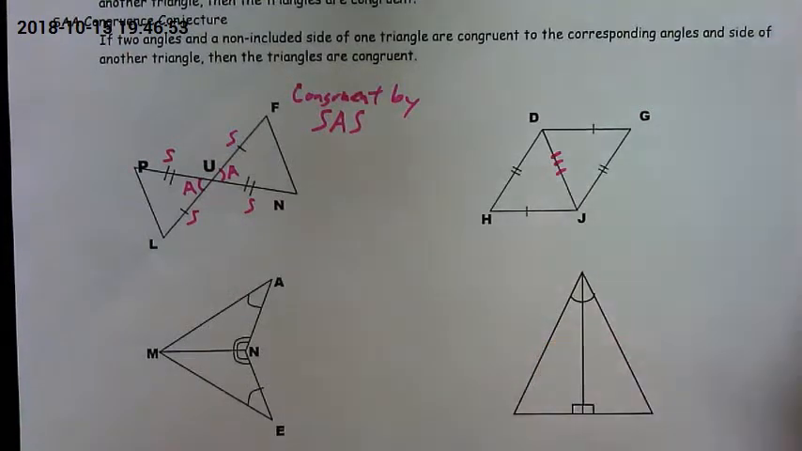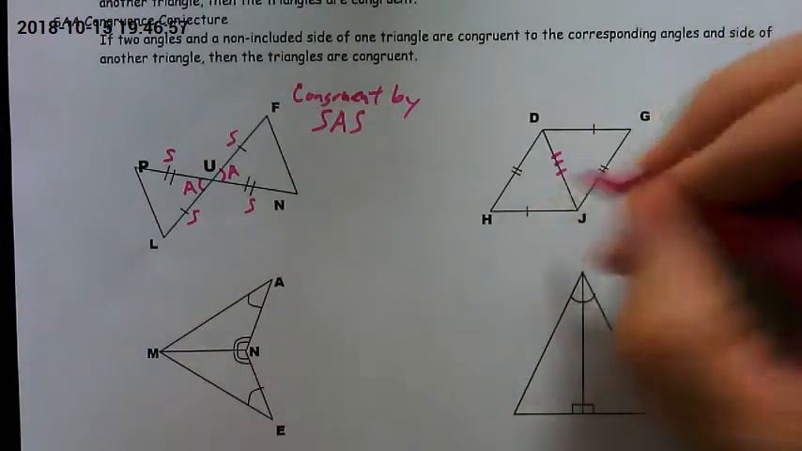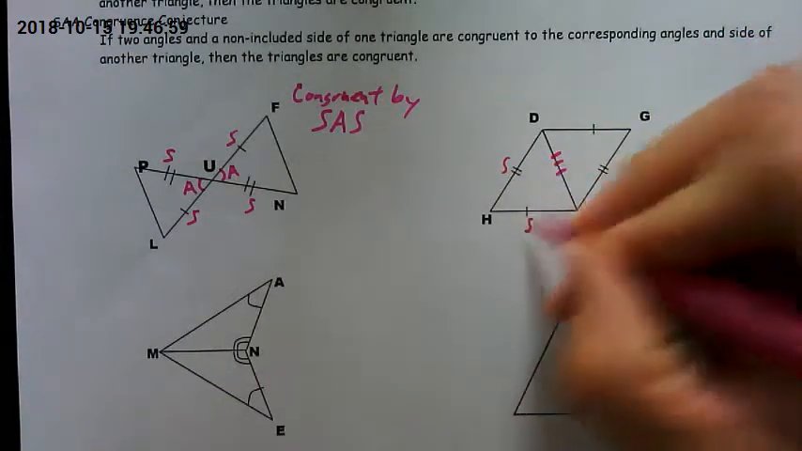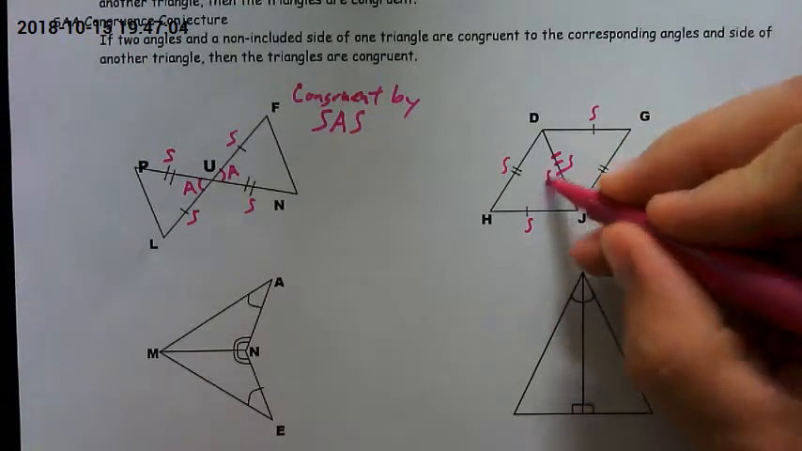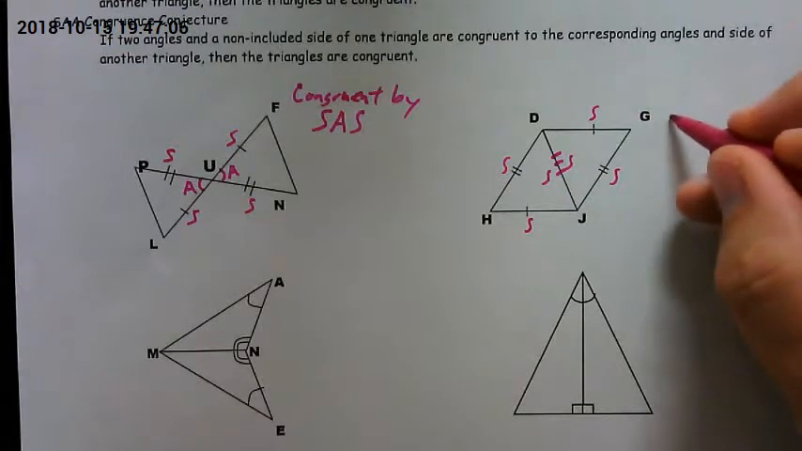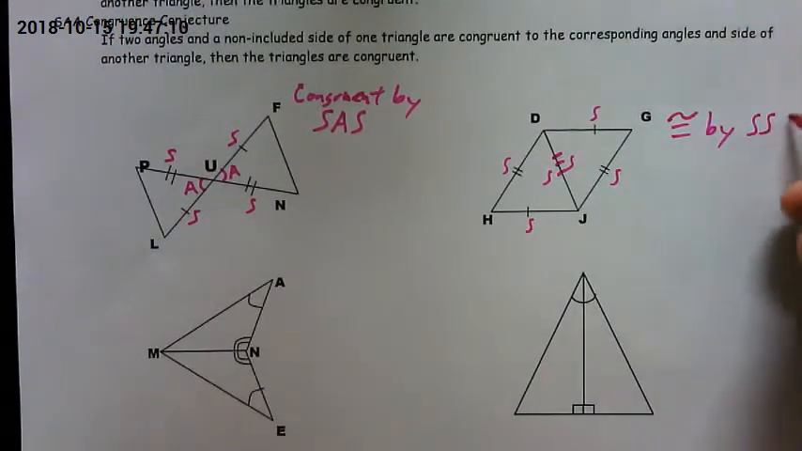through the reflexive property. So here we have all 3 sides of this triangle, side, side, side. And then if we were to label this one, side, side, side. So we can say that these are congruent by side, side, side.